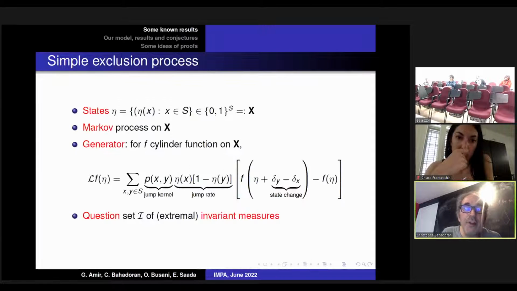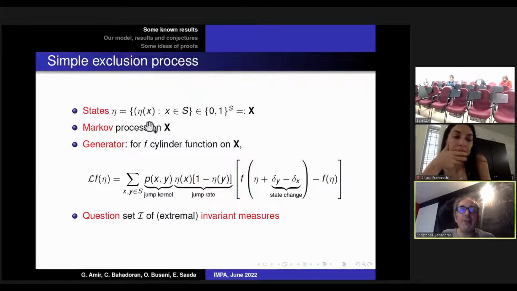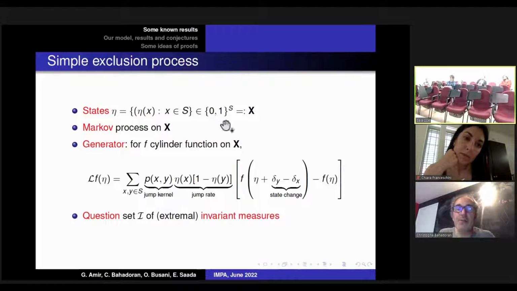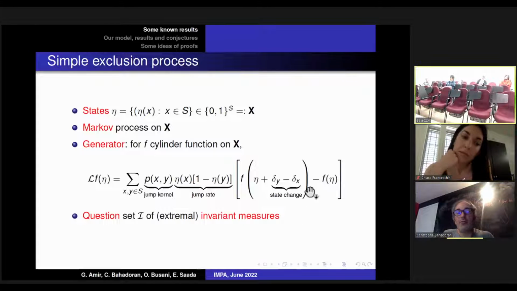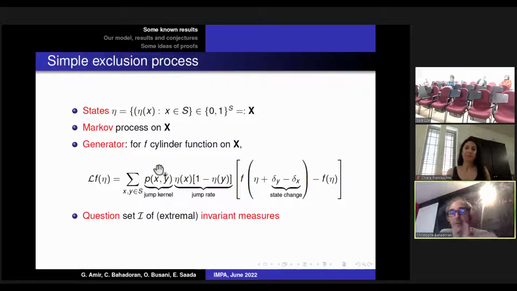So here is the usual formal definition of this process through a generator. You can see that the state space of this process is here. Eta is the microscopic state variable. Eta of x is the number of particles at site x. Here it can be 0 or 1. We are mostly interested in the case where S is countably infinite, because this is the interesting case. Otherwise, it's a Markov chain on a finite space. And this is the generator which tells the same thing as the previous drawing.